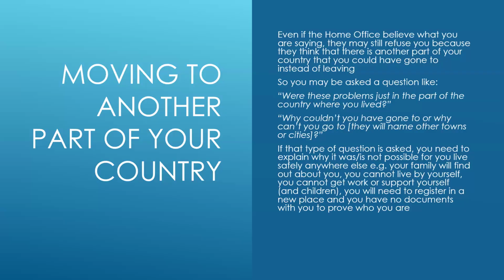Now, if that type of question is asked, you need to explain why it was or it's not possible for you to live safely anywhere else. For example, your family will find out about you, or you cannot live by yourself. You've never worked, or you've never been independent. You cannot get work or support yourself, and particularly if you've got children, how are you even going to support them? It might be that you need to register in a new place and you have no documents with you to prove who you are. So it's not reasonable for you to live anywhere else. It's going to be too harsh for you to do that. You need to try and explain that to them.